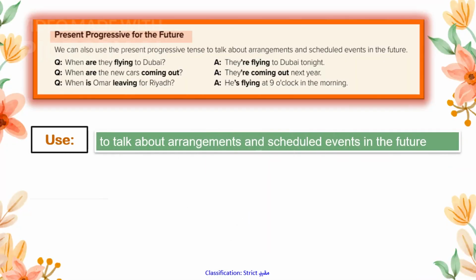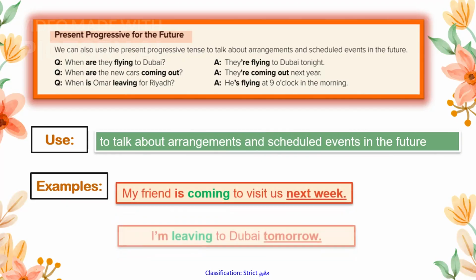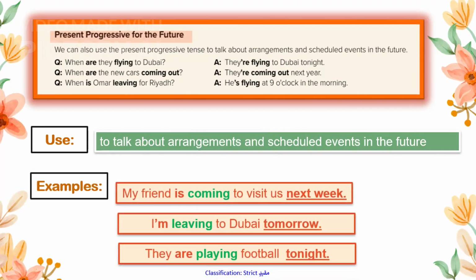The present progressive isn't just for the present, it can also describe future arrangements and scheduled events. For example, my friend is coming next week, or I'm leaving tomorrow. Let's explore how this tense can plan our future.